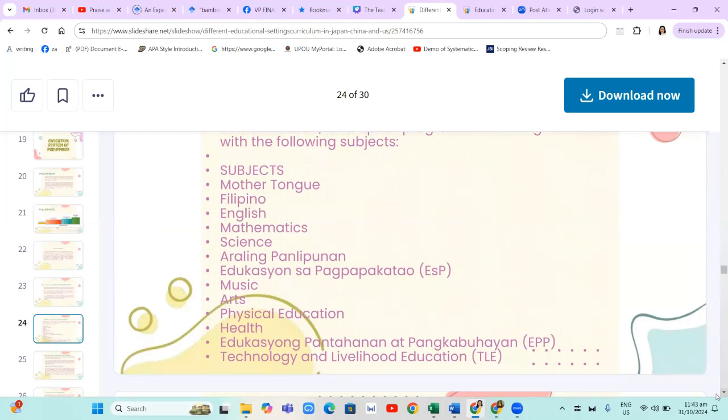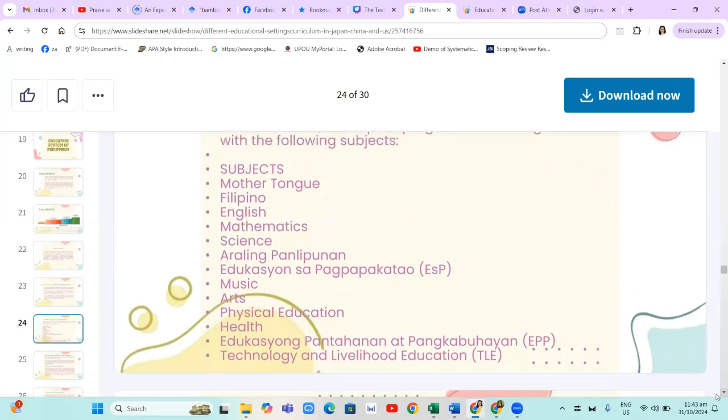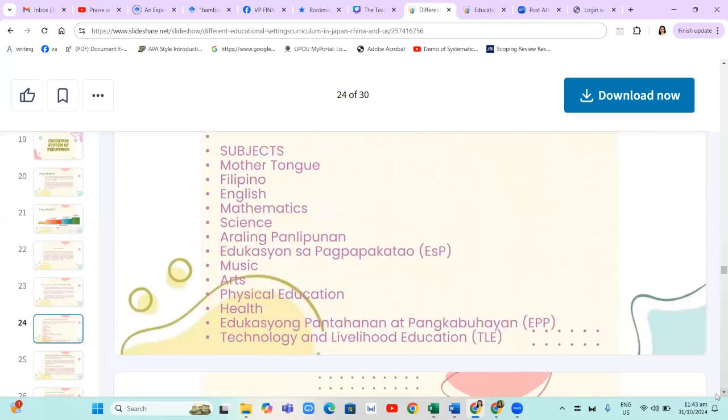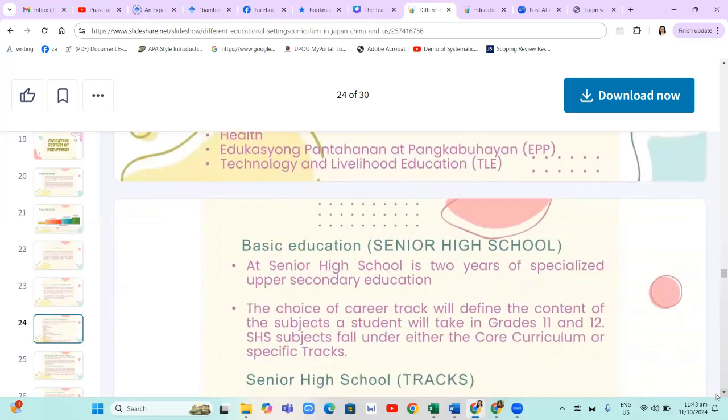There was a debate in the Congress whether to remove the mother tongue subject because, according to studies, it has little to no effect on the assessment of students' improvement in education. So the mother tongue is now being considered for removal from the elementary and high school subjects of K to 12 in the Philippines.